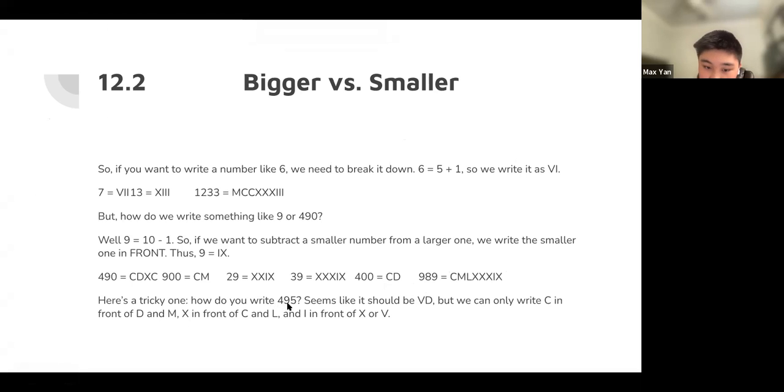So how do we write 495? Really simple way would be writing VD, because V is 5, D is 500. 500 minus 5 is 495. But we can only write C in front of D and M, X in front of C and L, and I in front of X or V. So we can't write V in front of anything.